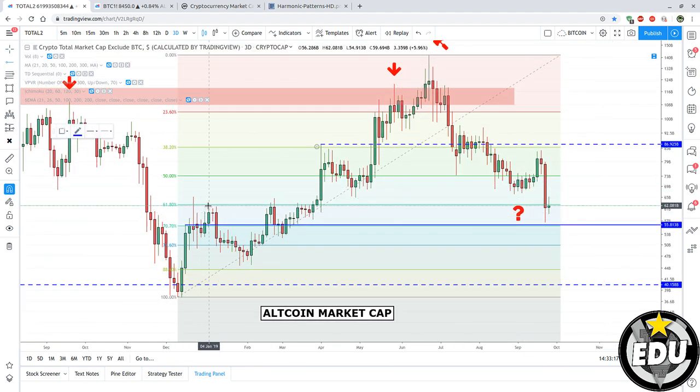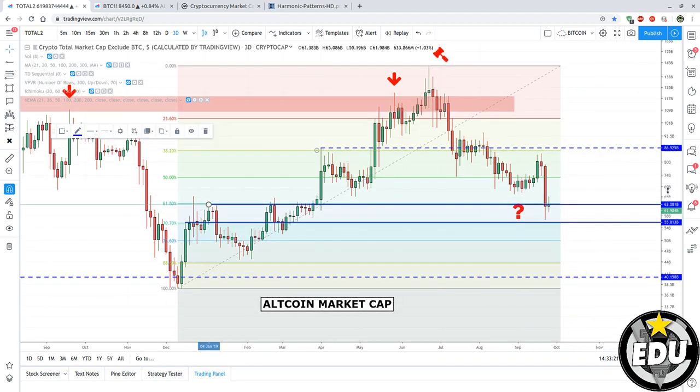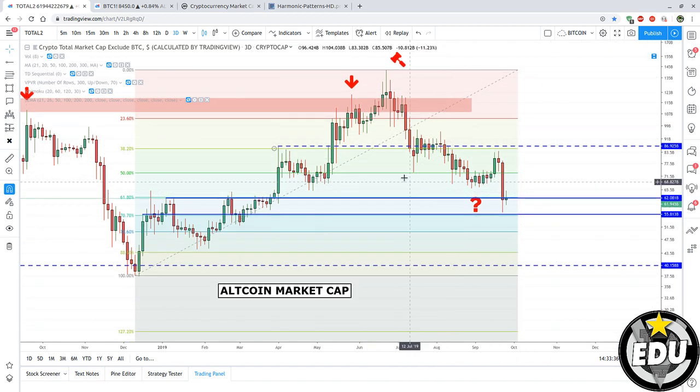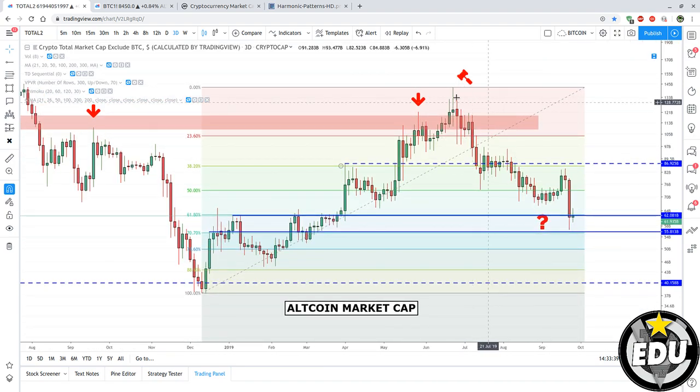For sure, there is something here. Another resistance I have to trace. So not super bearish, not as bad as Bitcoin. It doesn't look terrible right now, like the total market cap. Altcoins look better.